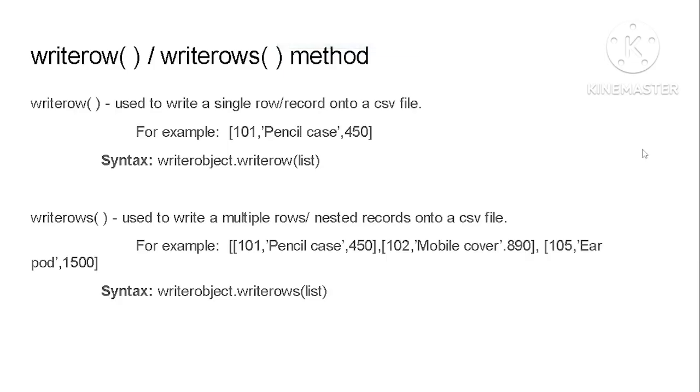In this video, you will learn how to write records onto a CSV file. To do this, we have two methods, writerow and writerows. The first method, writerow, is used to write a single record.